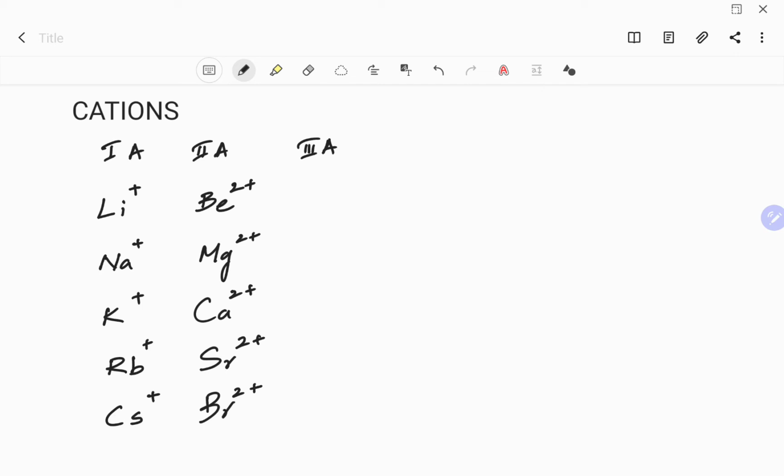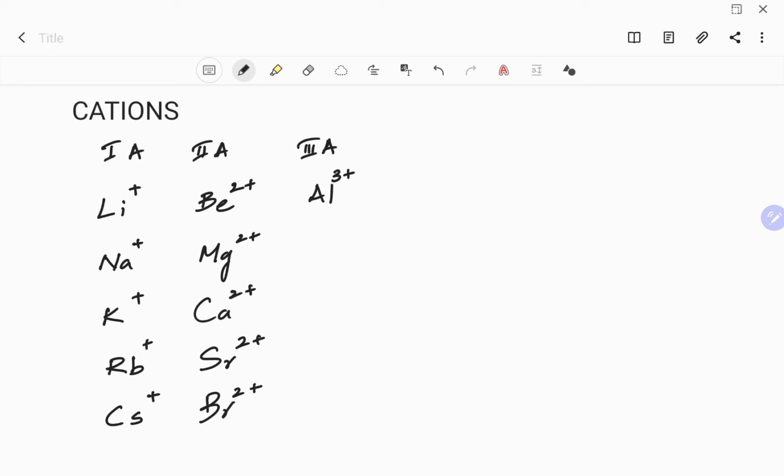And then in group 3A, the common metal that we have is aluminium. So let's talk about aluminium. That is the most common metal in group 3A. And aluminium has 3 valence electrons, which is equal to the group number. And then once you remove 3 valence electrons, you will have a +3 charge. So these are the most common cations that you will find in the periodic table, especially in group 1A, group 2A, and group 3A.